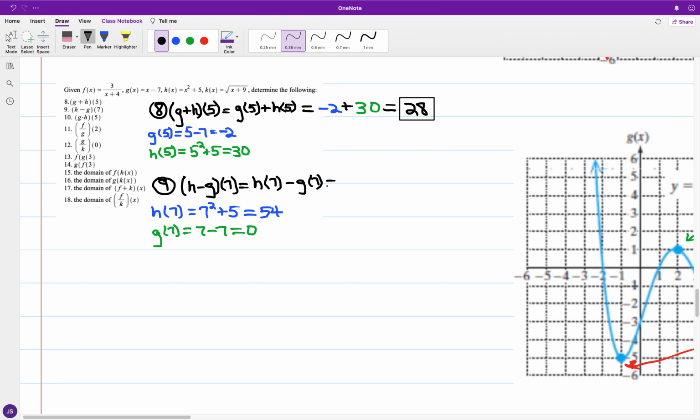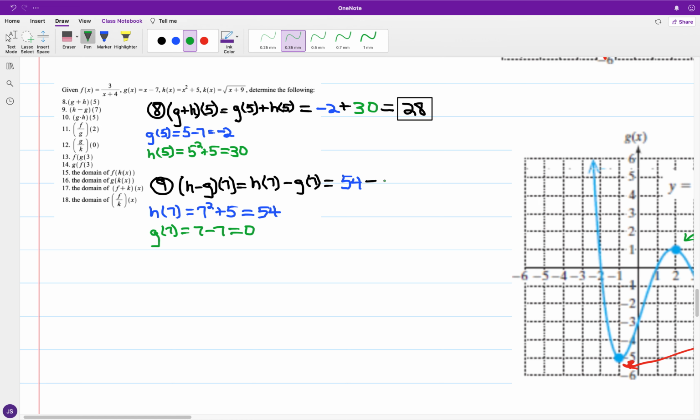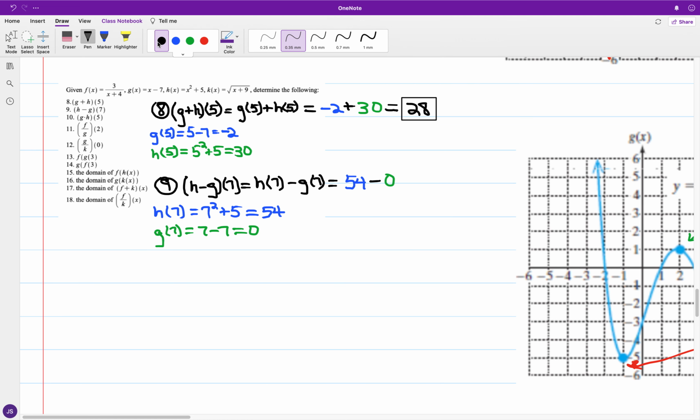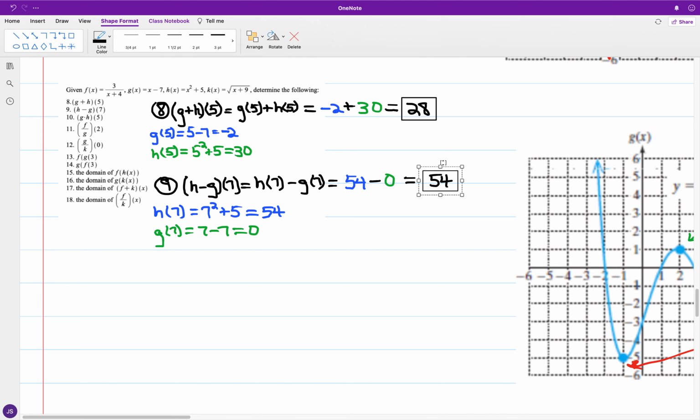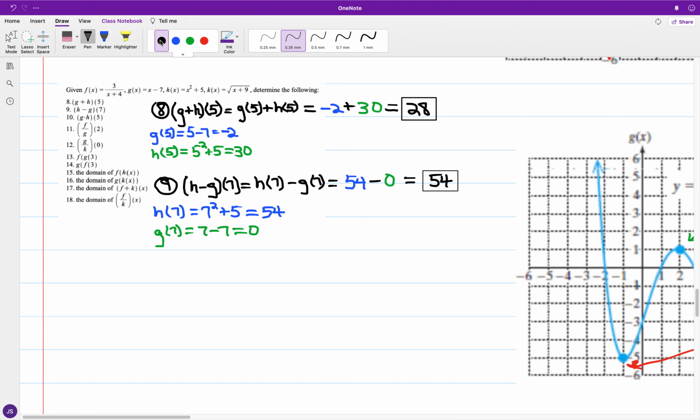And now taking the difference, we have h of 7, which is 54, minus 0. So for h minus g of 7, this will come out to 54. Right. And for number 10, this time we have g times h of 5.